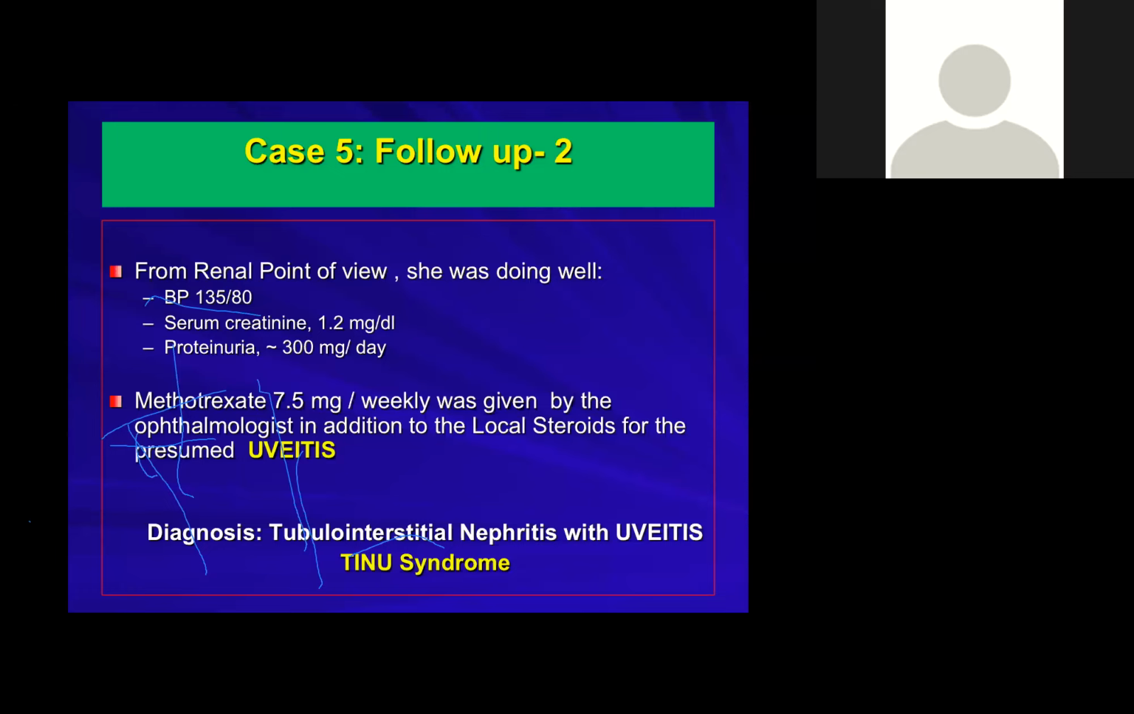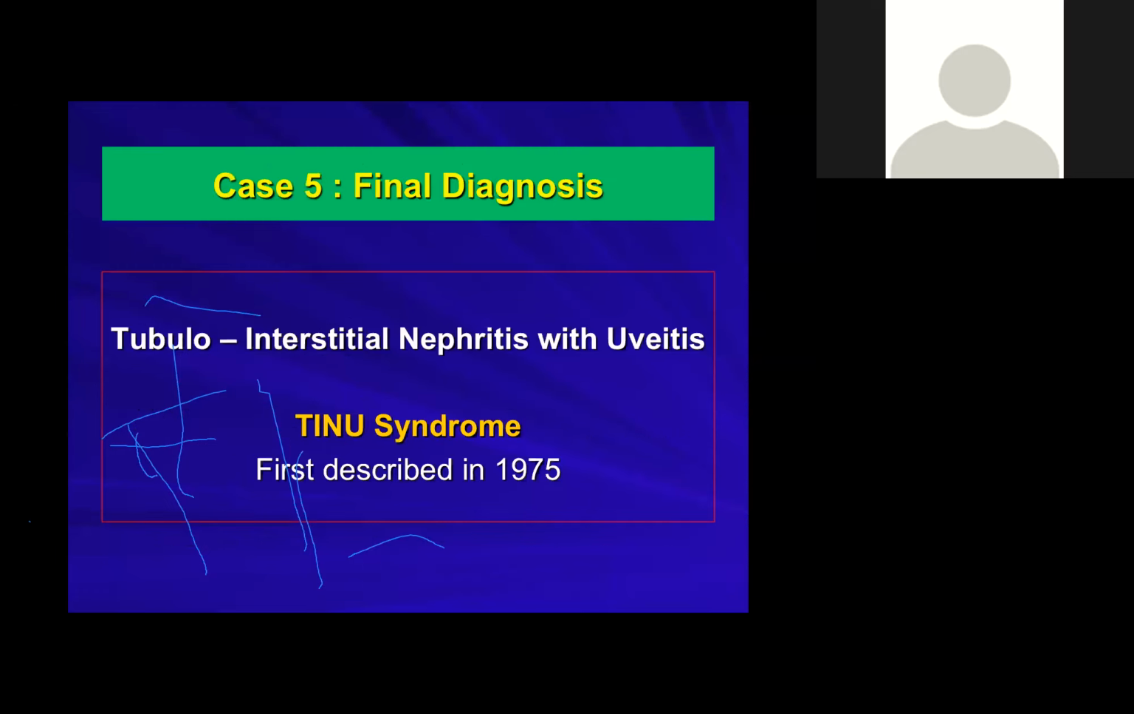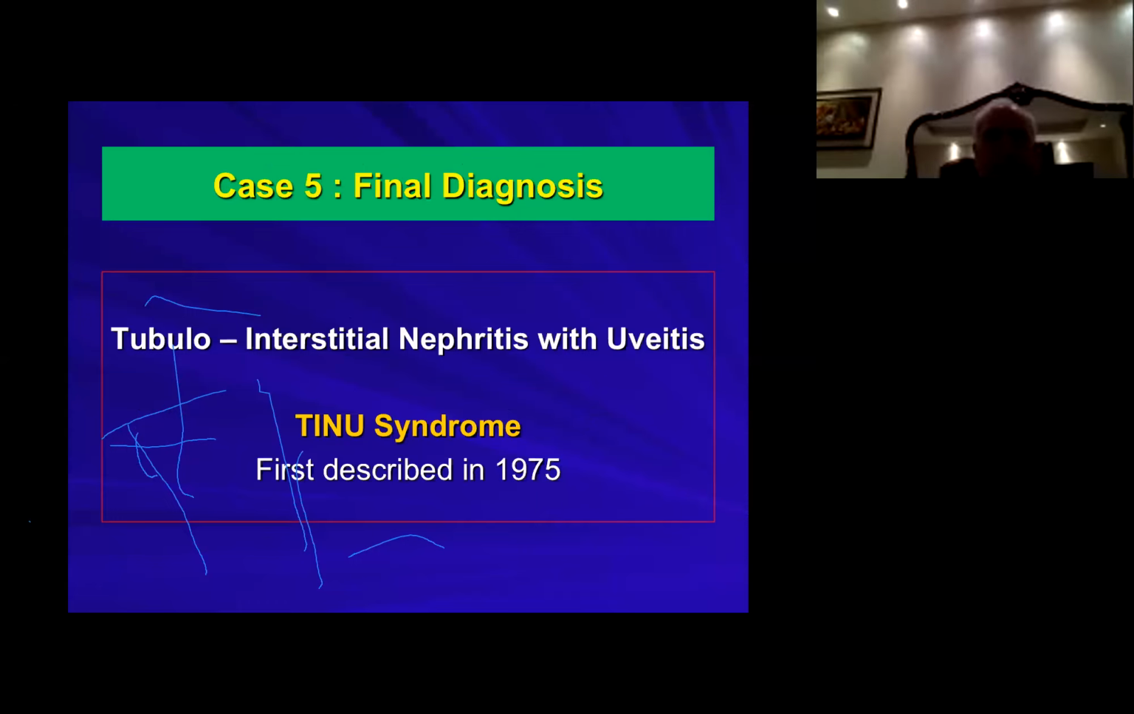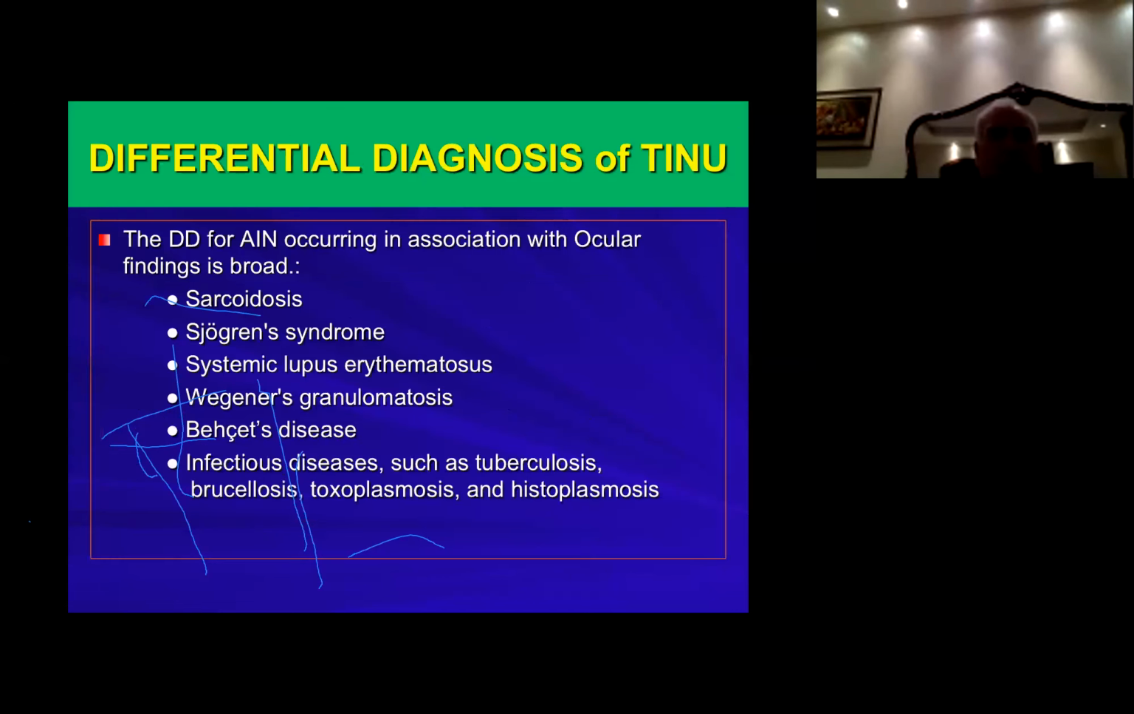Yes. Very interesting, very interesting. So TINU syndrome was described for the first time in 1975, and it's mostly ocular findings. It can be seen in sarcoid, Sjogren disease, lupus, Wegener, Behçet disease, infections like TB, Brucella, Toxoplasma, and others. So that's the TINU syndrome.